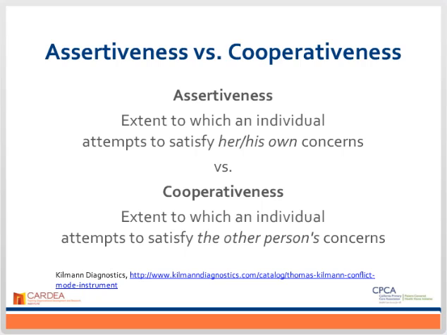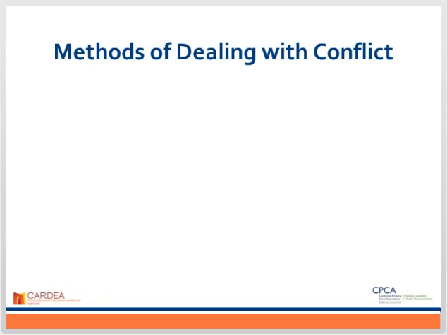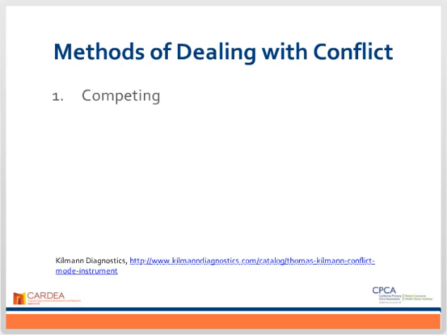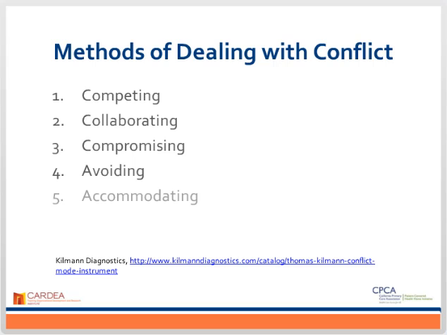As outlined on Kilman Diagnostics' website, the TKI is designed to measure a person's behavior in conflict situations. Dr. Kilman and colleagues describe an individual's behavior along 2 dimensions: assertiveness, the extent to which an individual attempts to satisfy her or his own concerns, and cooperativeness, the extent to which an individual attempts to satisfy the other person's concerns. These 2 dimensions define 5 different methods of dealing with conflict: competing, collaborating, compromising, avoiding, and accommodating.